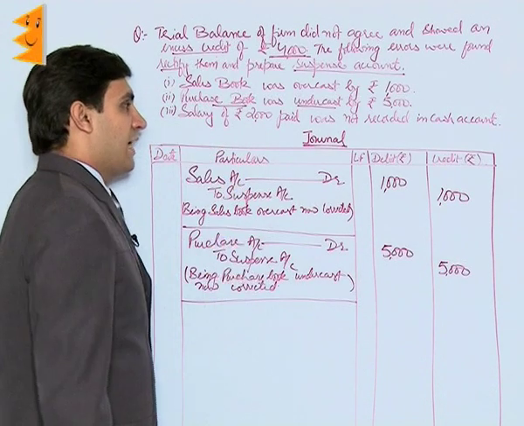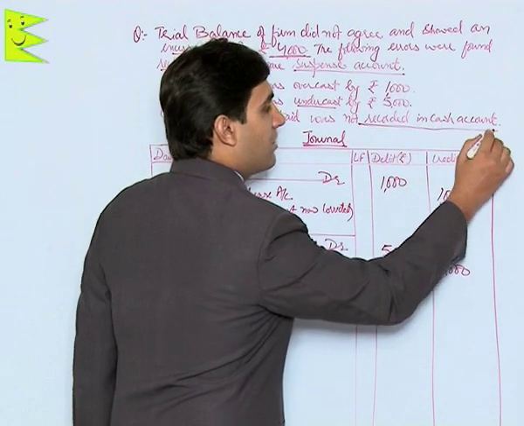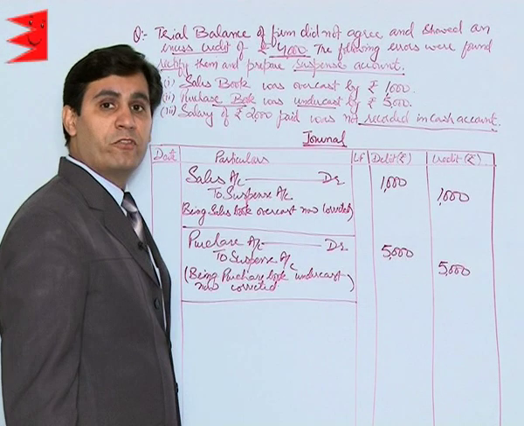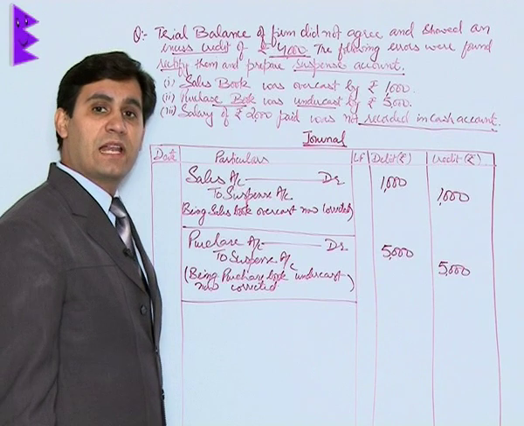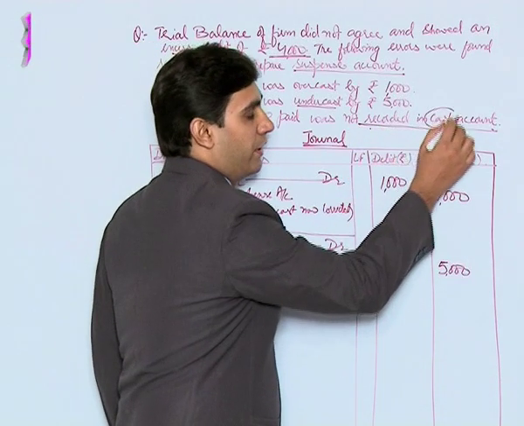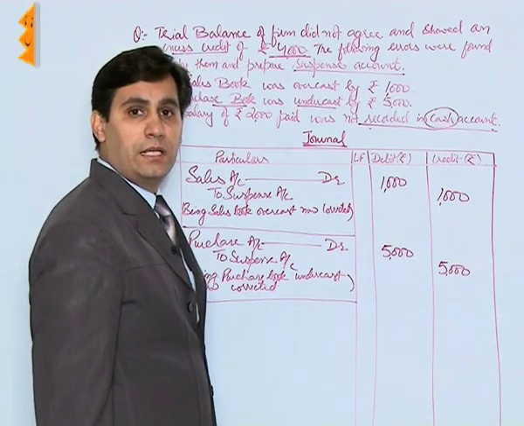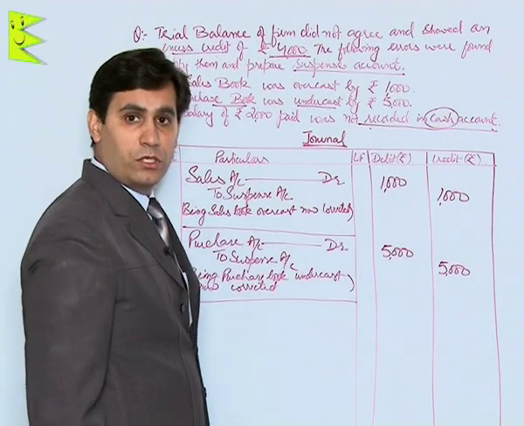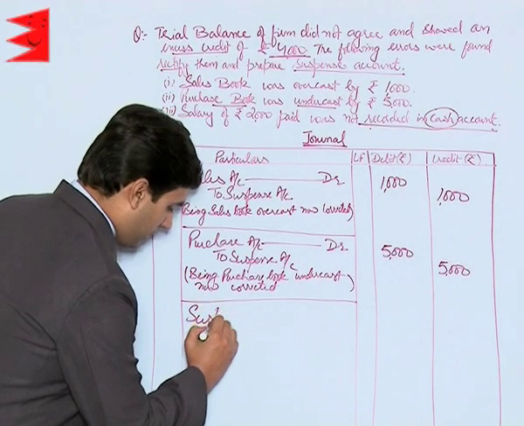In the third case, it says that salary of rupees paid 1,000 was not recorded in cash account. That again means that it is a single-sided error. Whenever we pay salary, the entry would be salary to cash. It would be recorded in salary account as well as in the cash account. But in this case, it was not recorded in cash account. So rectification would involve only the cash account. Cash account should have been credited, which it was not. So we will credit cash account now and debit suspense account.